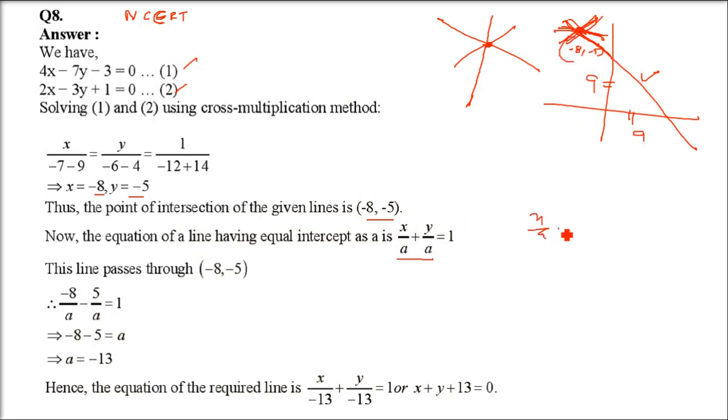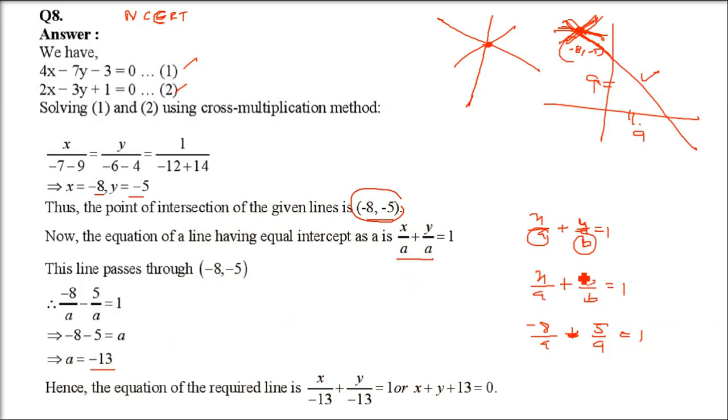So x by A plus y by B equals 1 is the equation of the line having intercepts A and B on the axes. So A and B are equal, so you can put B as A. Now I am putting x and y as minus 8 and minus 5 because it is passing through that point. So minus 8 by A minus 5 by A equals 1. A will be minus 13.